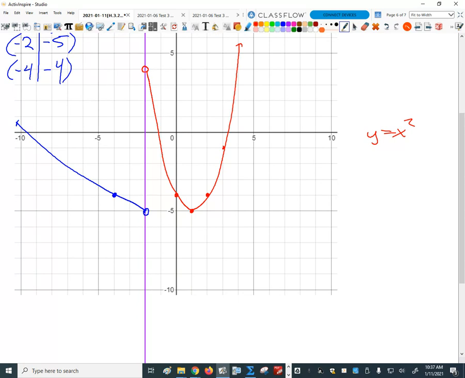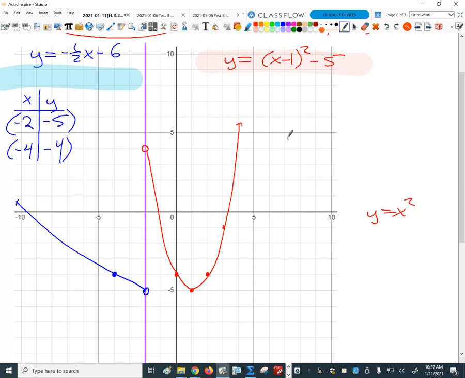Now, could we use a t-table over here like we did with the blue? Sure you could. We could make a t-table over here for our red parabola. That would work fine. If we do that, we do want to make sure we know where the vertex is though, right?